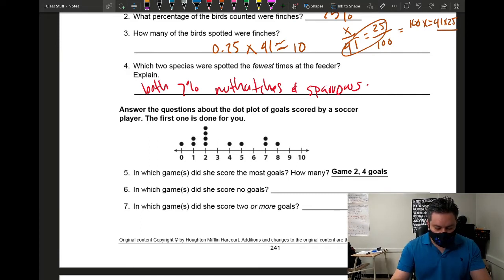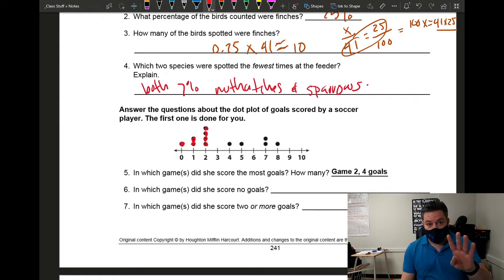It says, answer the questions about the dot plot of goals scored by a soccer player. The first one is done for you. So, how many times did he score 0? 1 time. So 1 time he did not score anything. He scored 1 goal 2 times. He scored 2 goals how many times? 1, 2, 3, 4. He has never scored 3 goals in the same game.